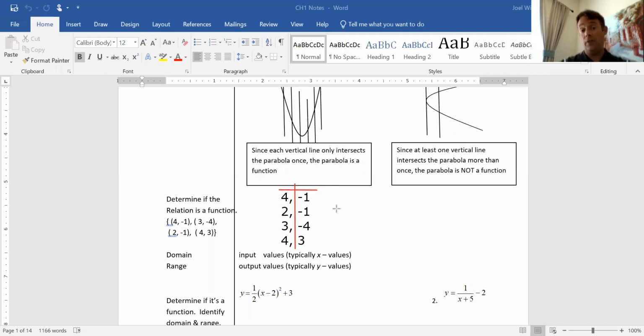Now, if any of these x values repeat, it's not a function. If any of the y values repeat, it can still be a function. We're only looking at the x values. Looking at this here, you'd see that 4 is repeated twice. Since that was repeated twice, we'd say that this one right here is not a function.